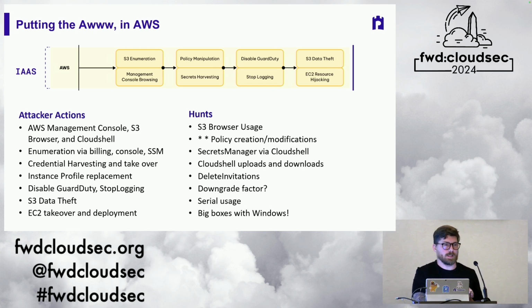Instance profile replacement, right? So oftentimes they want to get back into the environment. What's a great way to do that? Well, just make sure all the EC2 instances that are there have an overly permissive role. Replace instance profile gets them there. They're not doing anything smart here, usually creating their own policy first, and it's a star policy. If you're looking for star policies, you're going to see that.